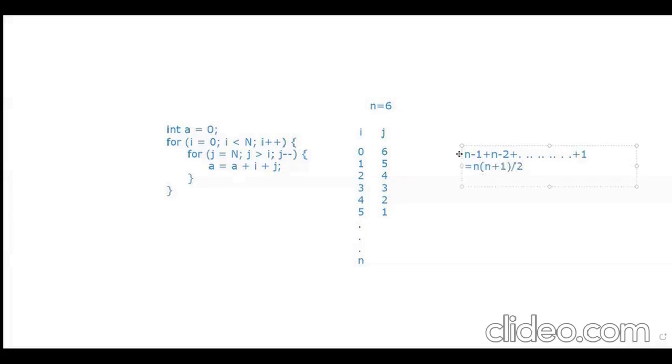So n into n will be n square, giving n square by 2 plus n by 2. So here we are taking the big O. From this quadratic equation, we take the highest power. The power 2 is the highest power of n. So we consider big O of n square as the time complexity for this pseudocode.